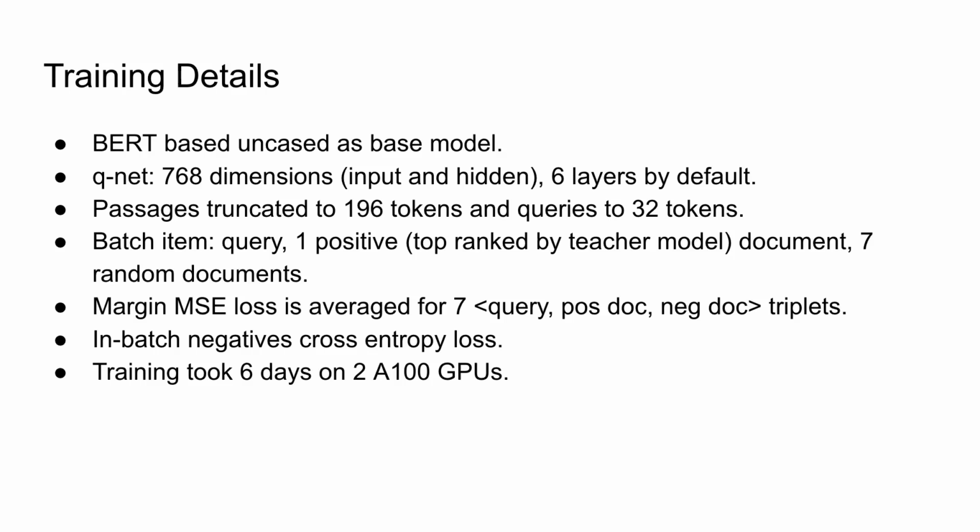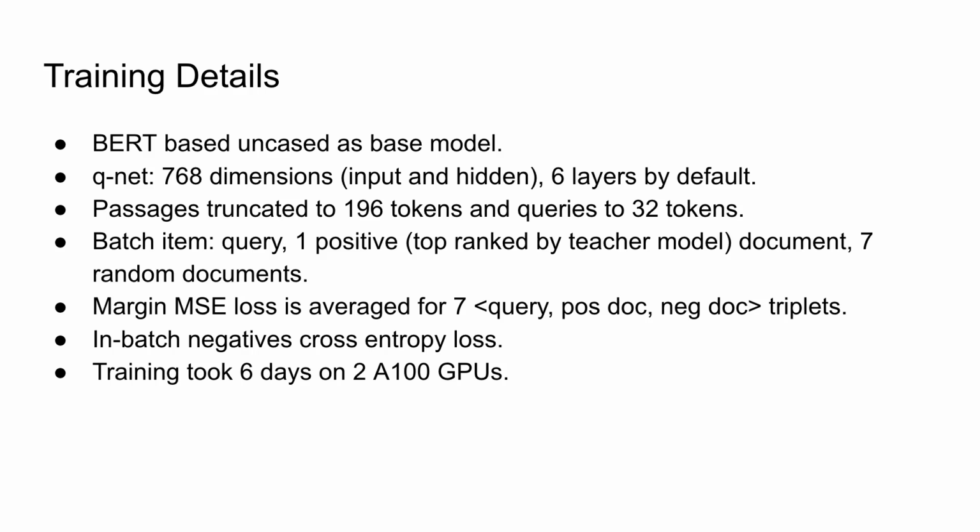And the loss function for training is the margin MSE loss, which is averaged for the 7 triplets of query, positive document, negative document. So the positive document stays the same in each triplet, and the negative document goes through each of the 7 random documents that they selected.